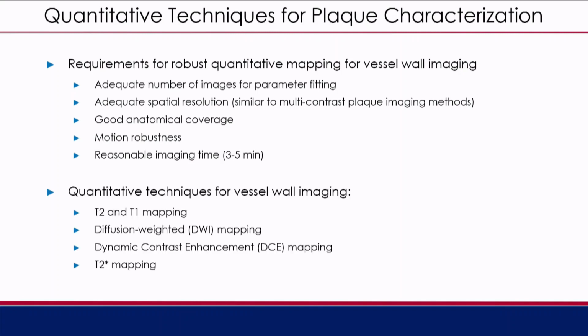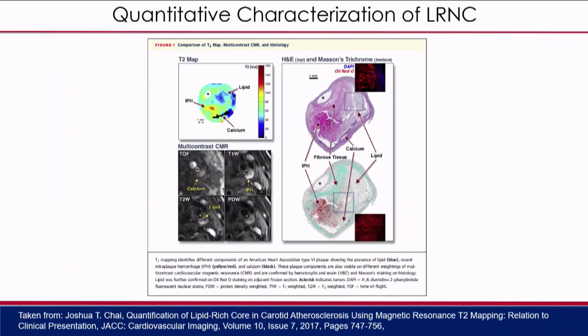With that in mind, there's been work already by different groups in developing T2 and T1 mapping sequences primarily, but there's also work in diffusion-weighted MRI, dynamic contrast enhancement, and T2 star mapping. And I'm just going to talk a little bit about these.